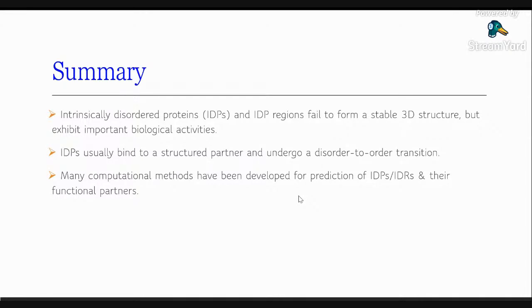They undergo a disorder-to-order transition. Suppose there is a disordered loop in a protein and it is interacting with RNA, then it becomes stable after forming this complex. This is how IDPs function.